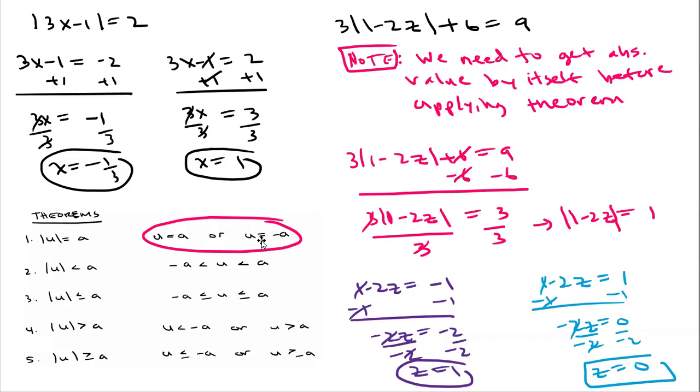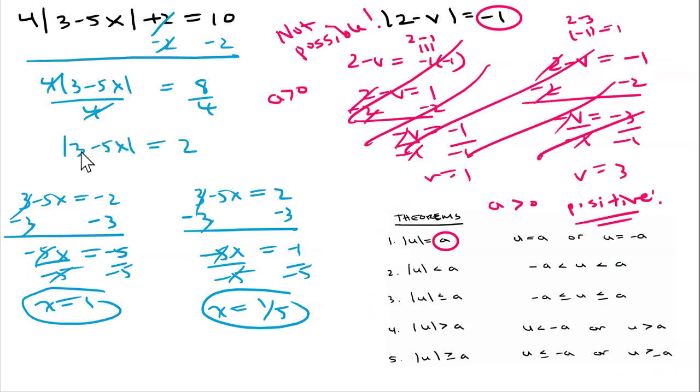Again, I cannot emphasize it enough. Please get the absolute value by itself first before you can apply the theorem. Same thing here, what I did on the left side, I got the absolute value first, and then you'll have two separate equations.